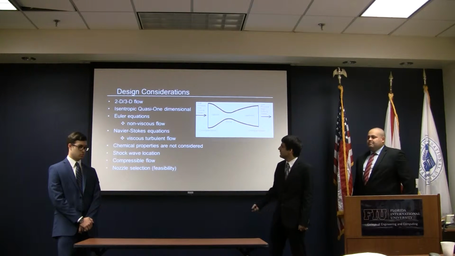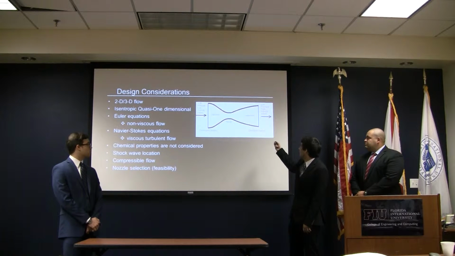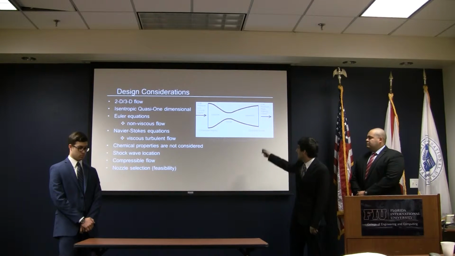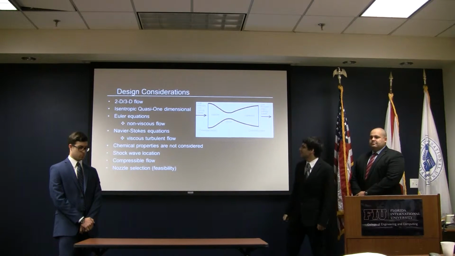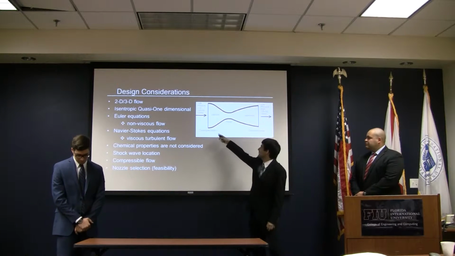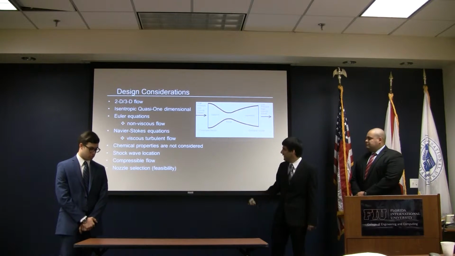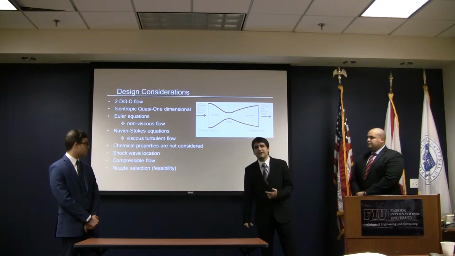As Mark explained before, shockwave location is very important. So we want these shockwaves occurring outside of the nozzle, which is possible, and to minimize shockwaves like oblique shockwaves inside the nozzle. We're going to be dealing with compressible flow. As you can see here, we have flow going through the throat, so our flow density is going to be changing.